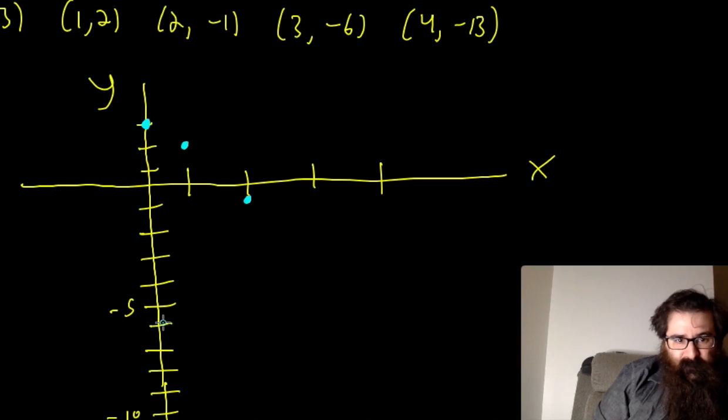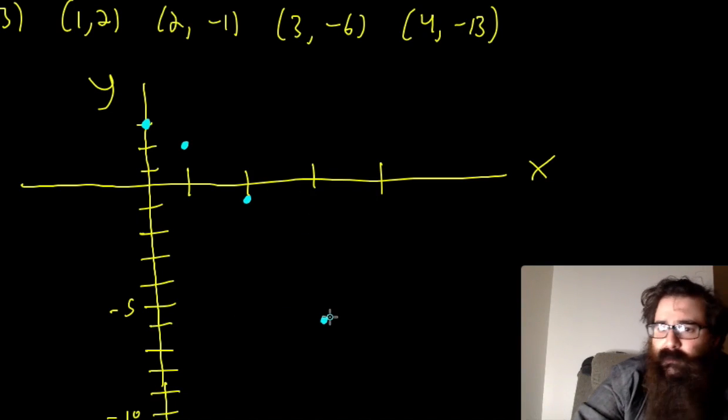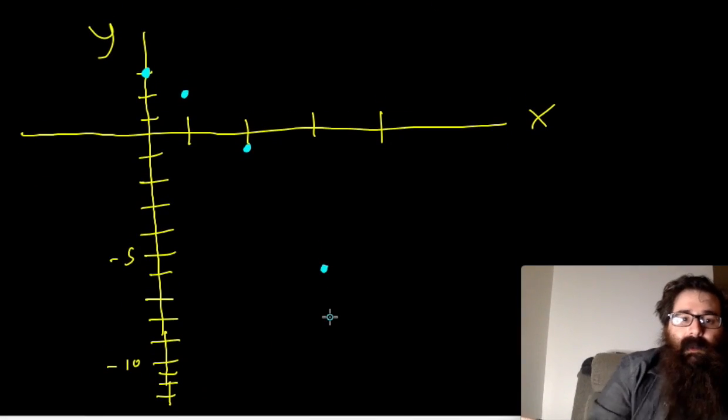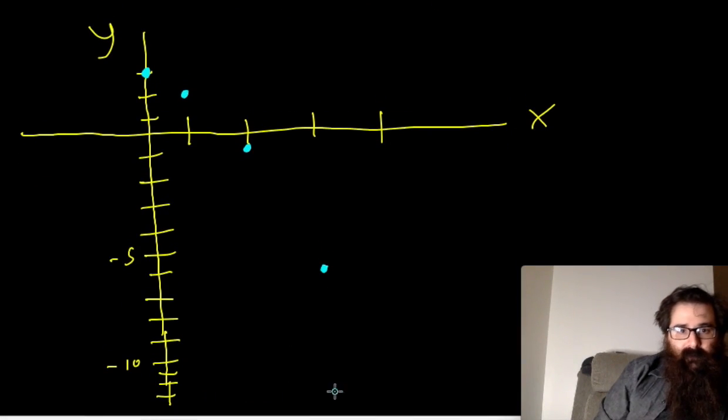6. So maybe better to go to negative 6 here and try to safely travel out. Not easy to do with the stylus, but he's doing the best he can, folks. And then 4 for x, negative 13 for y. That brings me pretty much all the way down to the bottom.